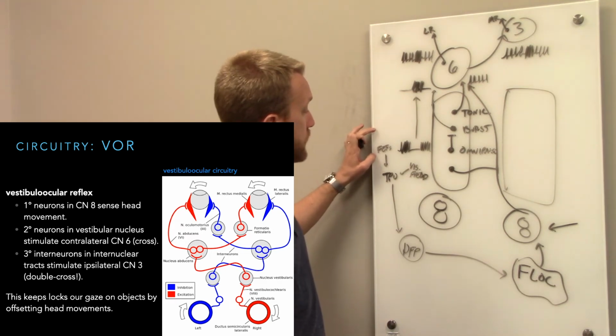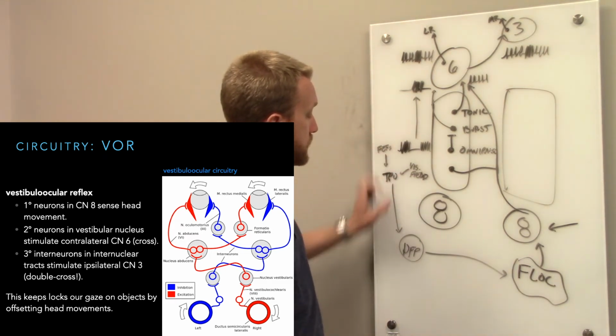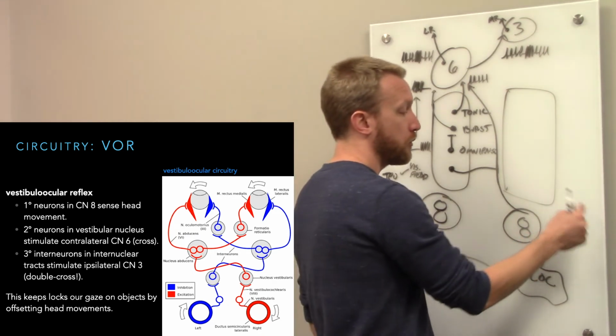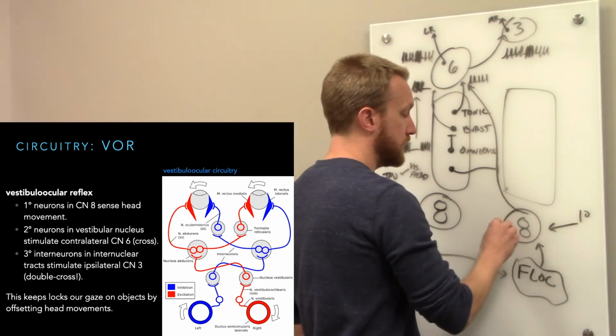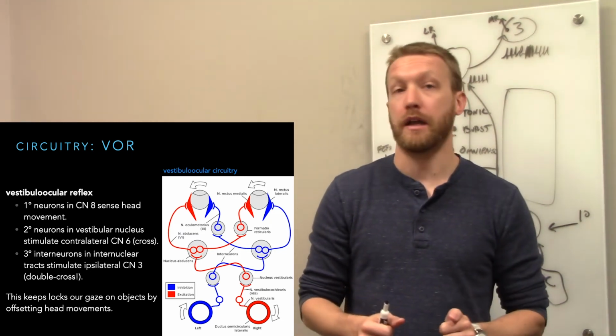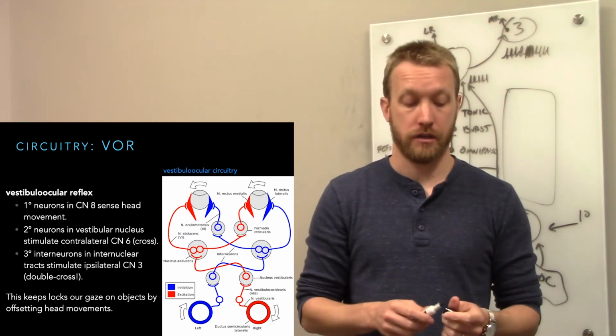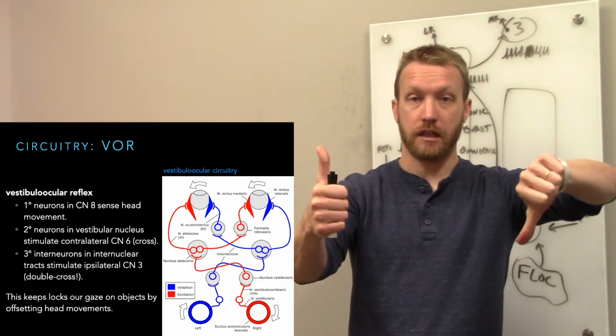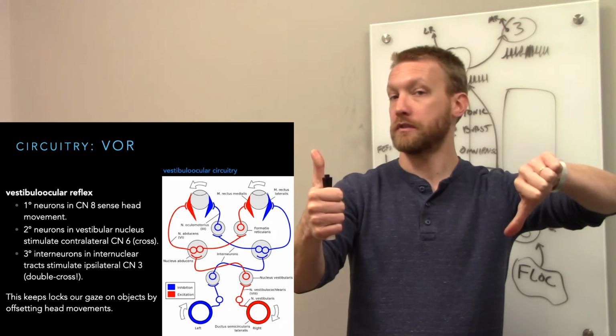Where are my eyes? Where's the object? What's going on? Then we got a few synapses. Primary afferents going to secondary afferents for the VOR. Turn your head to the right. That's what's going on in this diagram over here. Stimulate the right side, inhibit the left. Clearly my head is moving to the right.